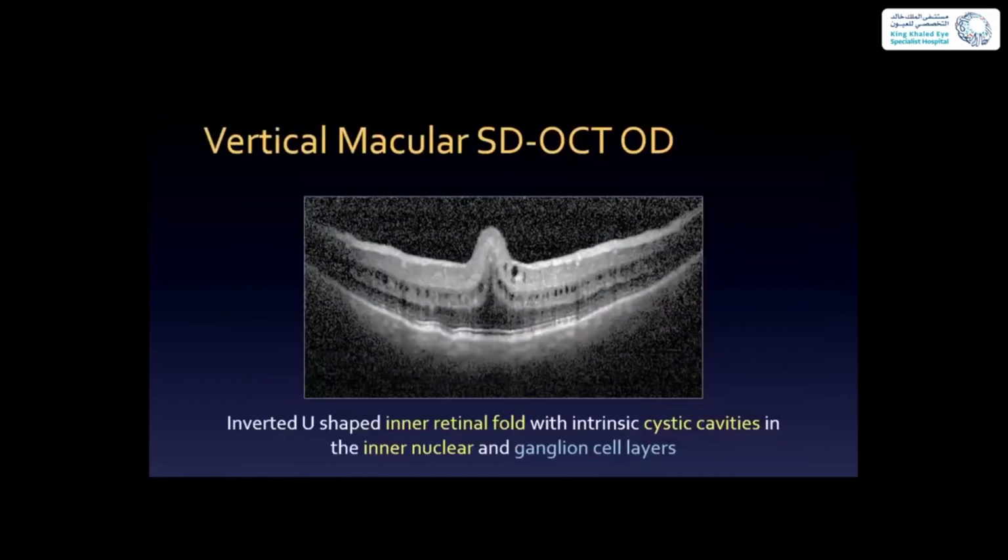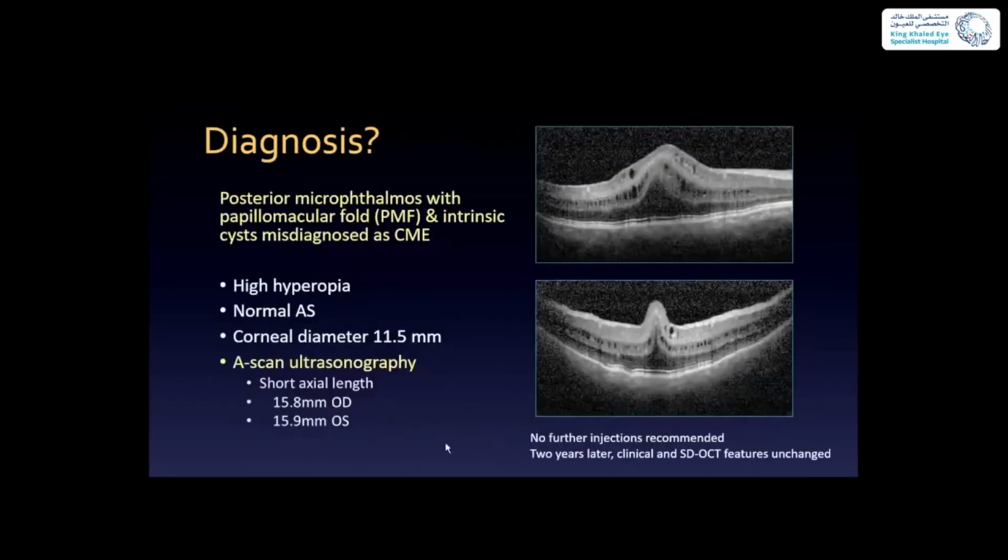The macular vertical line scan really gave us the clue. It showed us a U-shaped inner retinal fold, not a macular edema per se, with intrinsic cystic cavities in the outer nuclear layer and also in the ganglion cell layer, more superficially as seen here. So again, we knew the diagnosis. This is posterior microphthalmos, where the papillomacular fold, which is characteristic of this condition, with the cystoid changes, made the referring ophthalmologist think that this is macular edema.